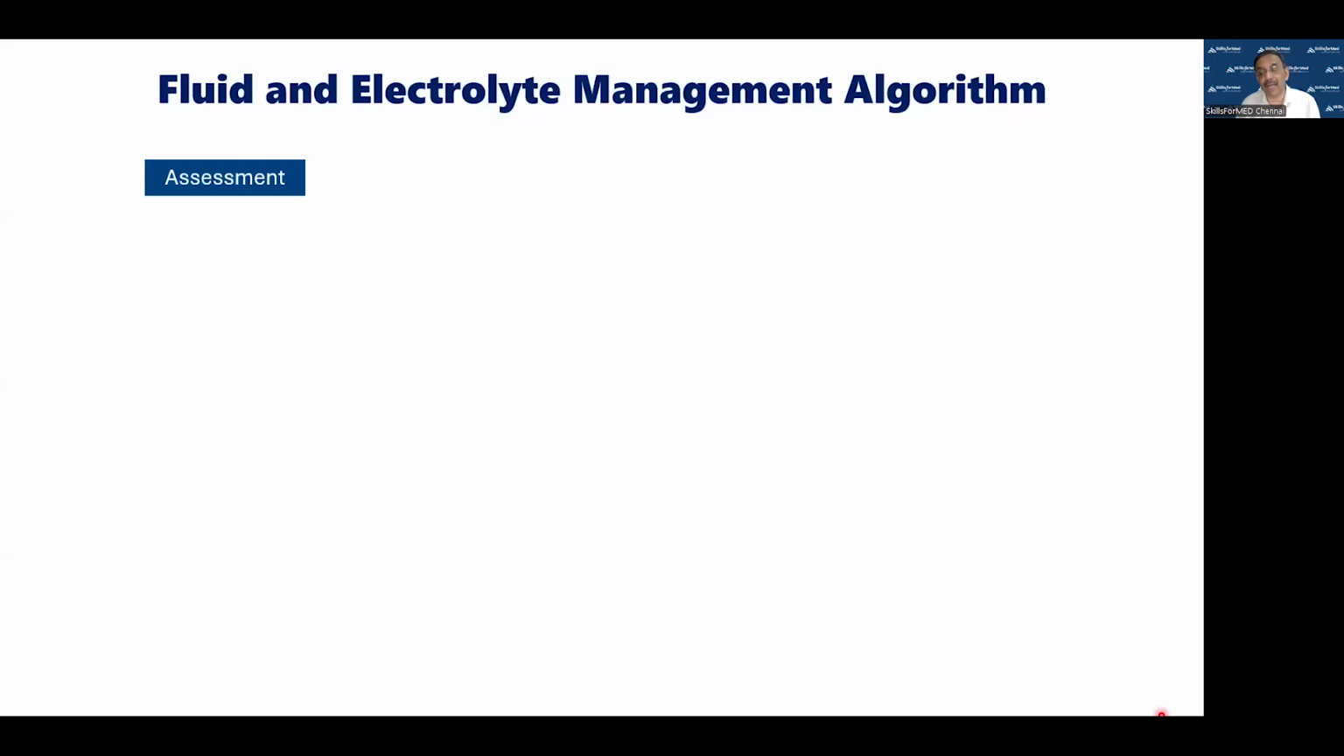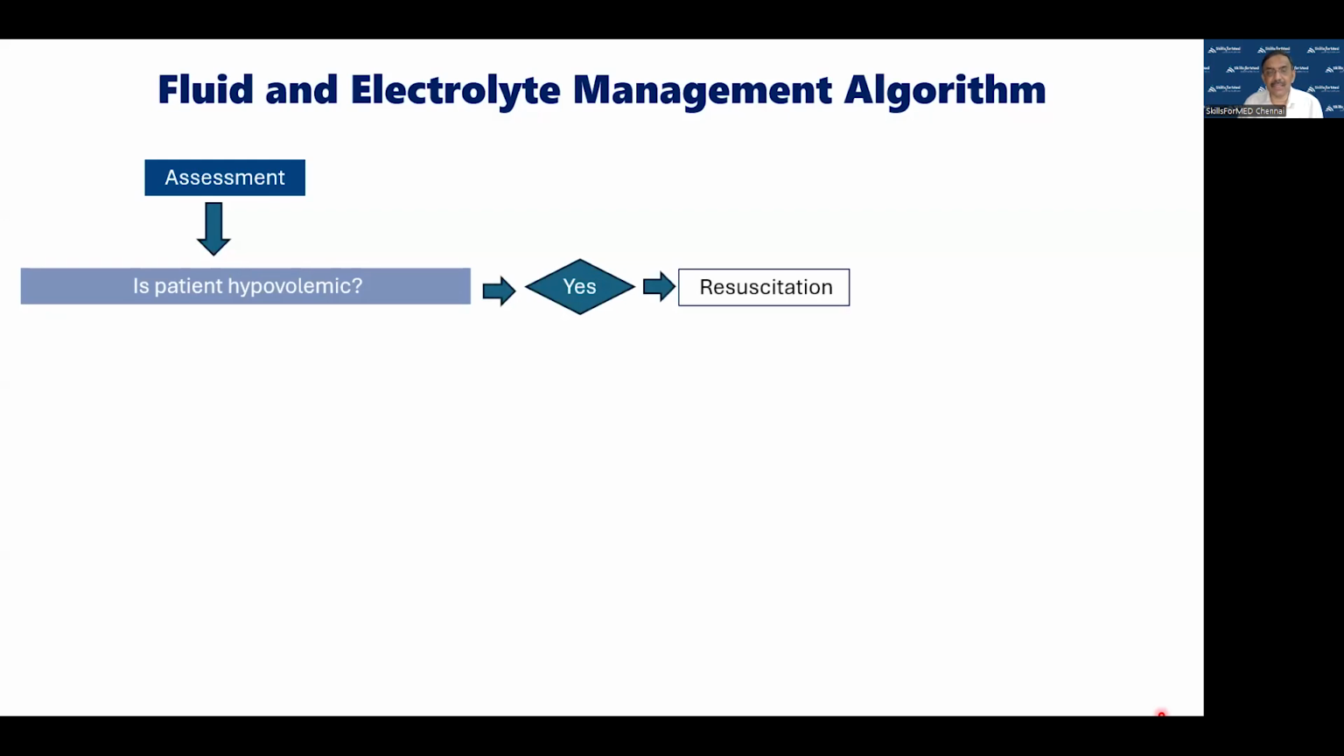But I'll just put in the algorithm. So the first question when you encounter a patient: is the patient hypovolemic? Is he behind on fluids? That is the question you have to ask. If the answer is yes, straight away get into resuscitation. This is what happens in the emergency room, trauma. We are looking at hypovolemic patients. Yes, we will resuscitate. We'll give them fluid boluses of up to 1.5 to 2 liters till we are satisfied that we have corrected the hypovolemia.